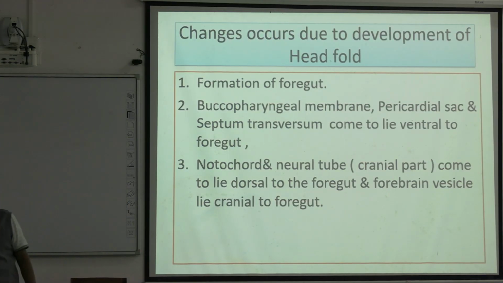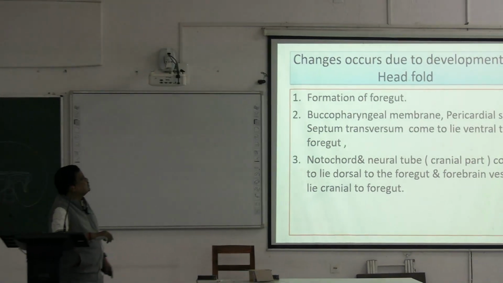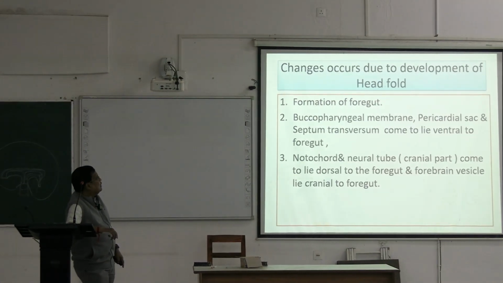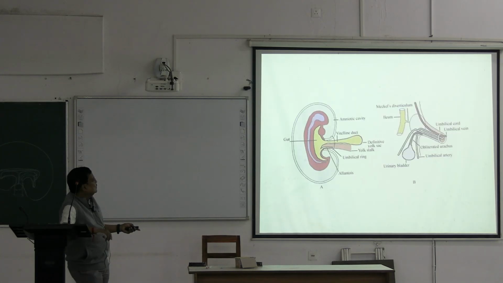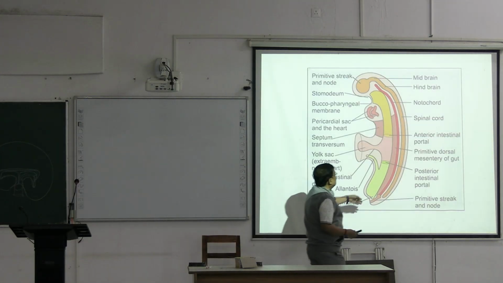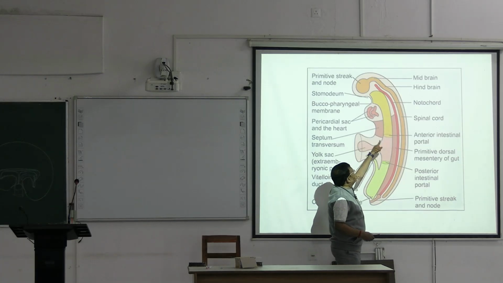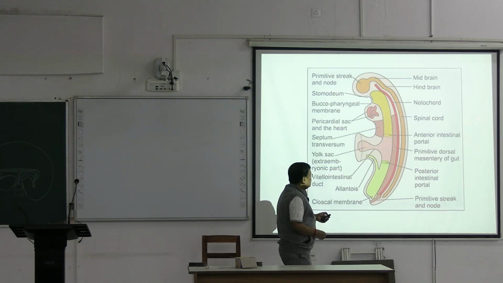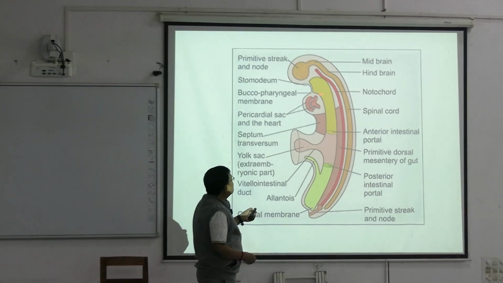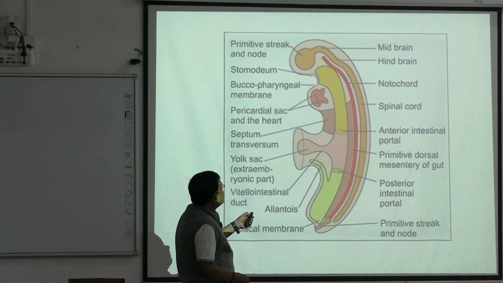তাহলে কি হলো রিক্যাপিচুলেট করি। Changes occur due to development of head fold: formation of foregut, buccopharyngeal membrane, pericardial sac and septum transversum come to lie ventral to the foregut, যেটা দেখালাম ছবিতে. Ultimately, longitudinal section, it is the foregut, it is the anterior intestinal portal. This is the dorsal side, this is the ventral side, this is the cranial side, this is the caudal side. So, due to folding, buccopharyngeal membrane, pericardium and liver, septum transversum come to lie ventral side of the foregut.